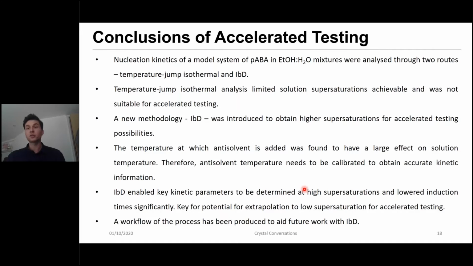So in conclusion, looked at nucleation kinetics of a model system of PABA in ethanol and water through two methods. Both isothermal, but one was the temperature jump method, one was IBD. The temperature jump method unfortunately limited the solution supersaturations that are achievable, and so aren't suitable for accelerated testing. But this new method, IBD, could achieve these high supersaturations.